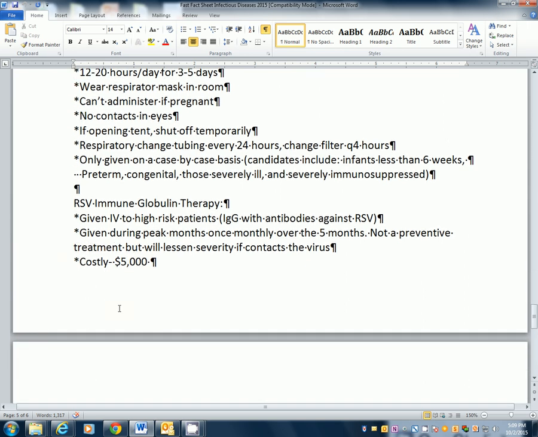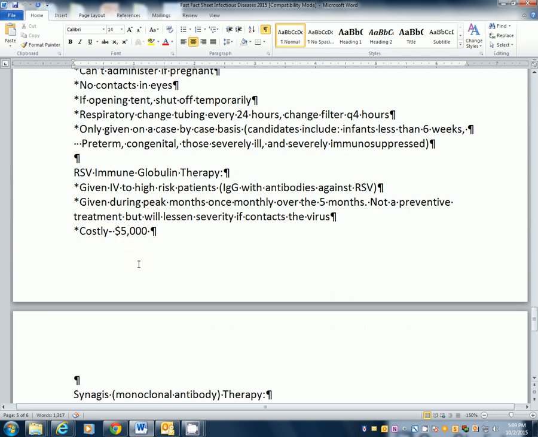RSV immune globulin therapy is given IV to high-risk patients. IgG with antibodies that fight against RSV. So people who have had RSV in the past and have high antibody levels, then people who are high risk are given those. And it's given during the peak months, once a month over 5 months, but it is not cheap. It's about $5,000 a whack.